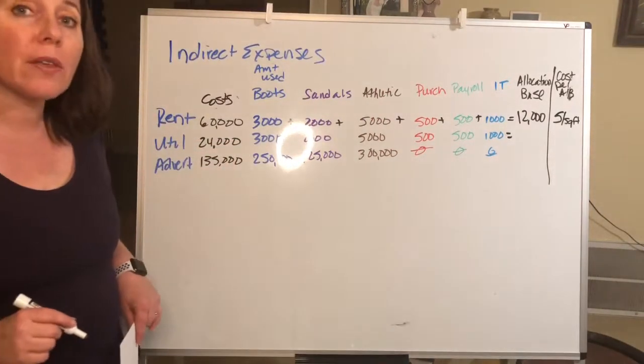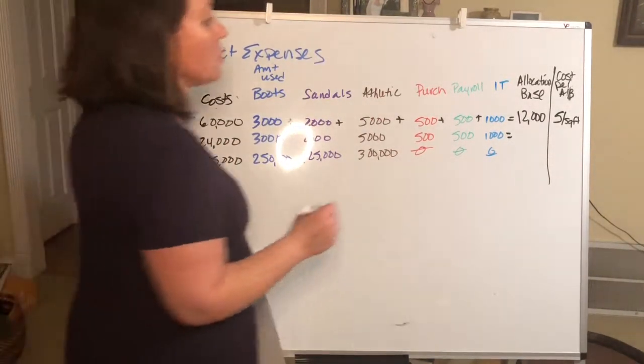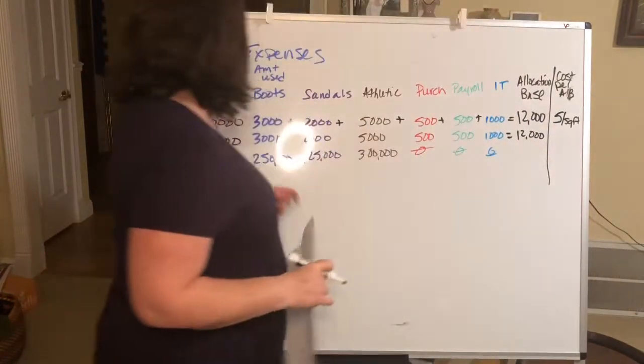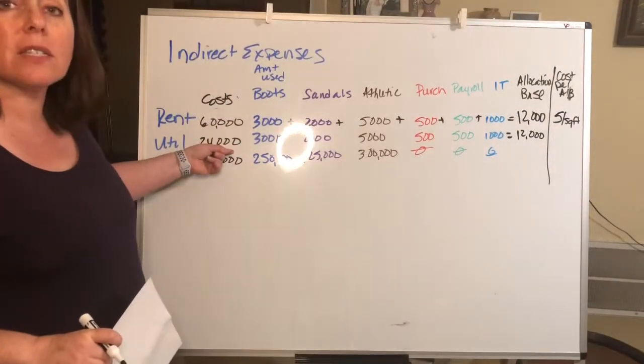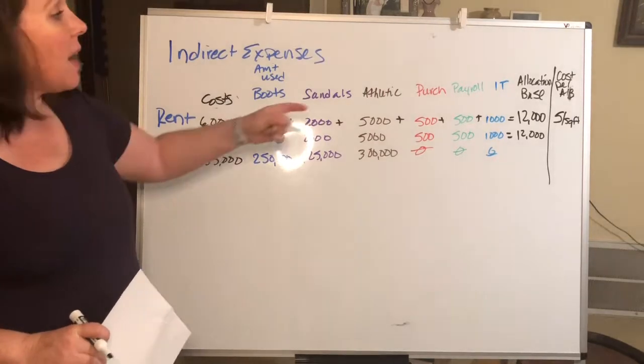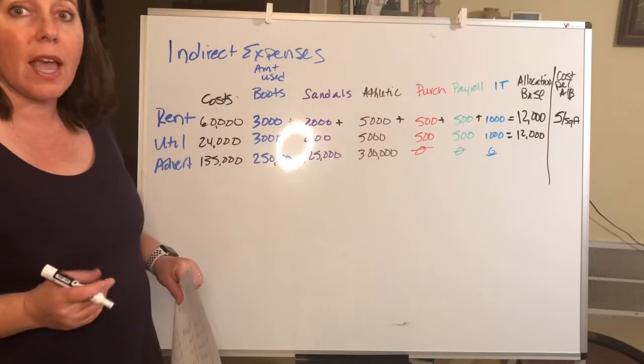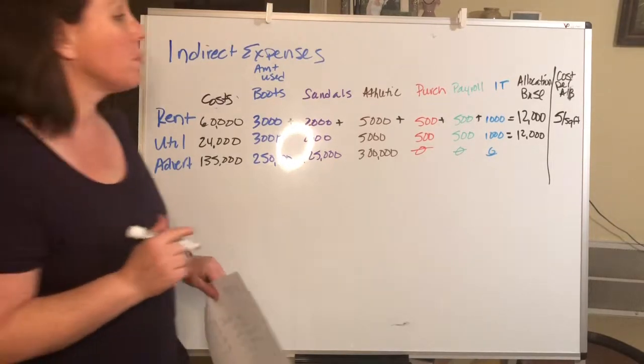Utilities is also allocated based on square feet. So we have that same 12,000 square feet. And if we allocate our utilities cost of 24,000 divided by 12,000 square feet, then we allocate at a rate of $2 per square foot used.